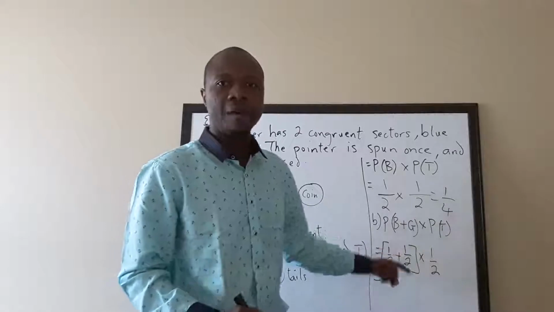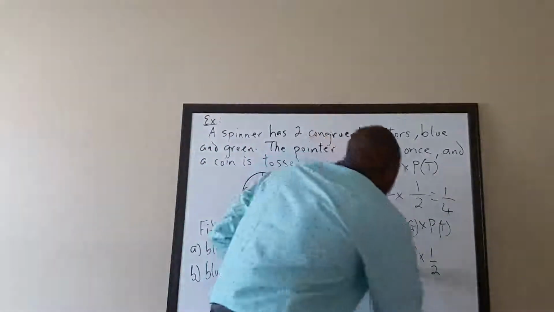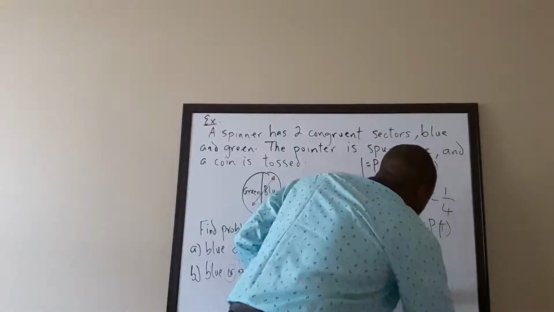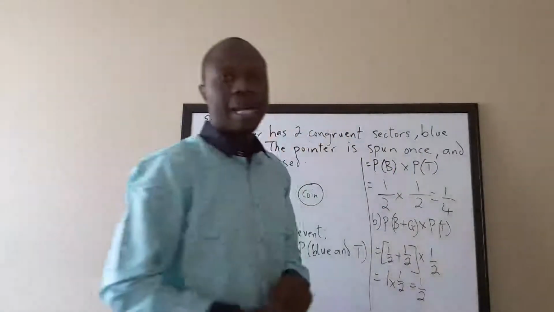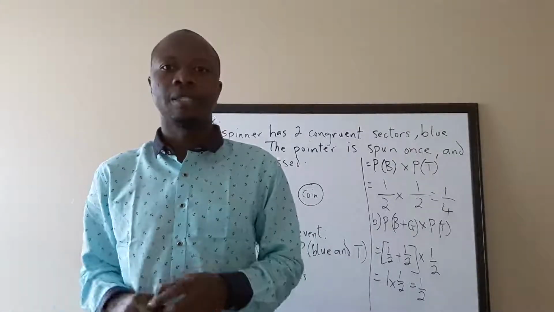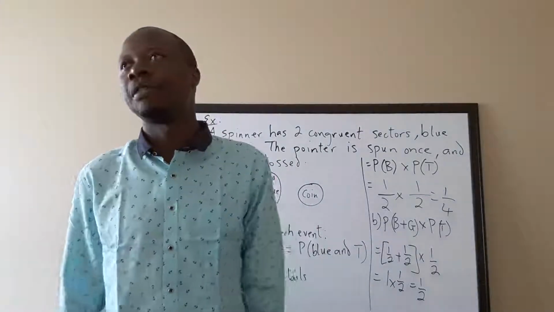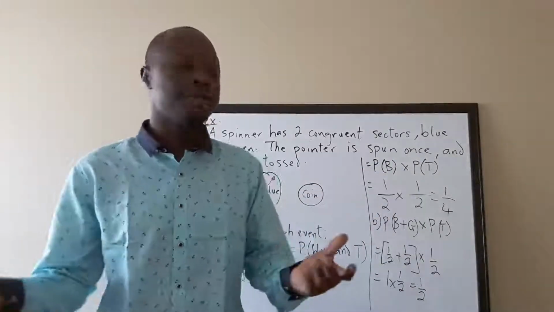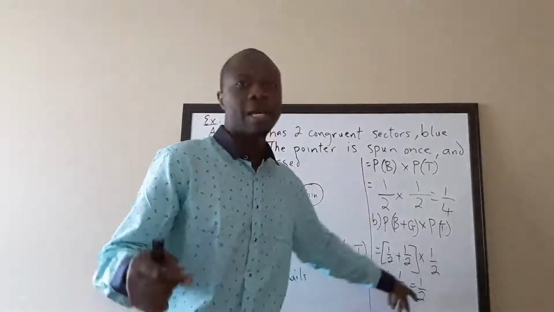Half plus half is 1. So 1 times half is 1 over 2, because anything multiplied by 1 is that thing. So 5 times 1, 5. 10 times 1, 10. 100 times 1, 100. Half times 1 is half.